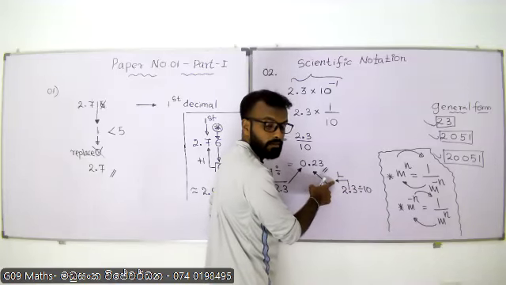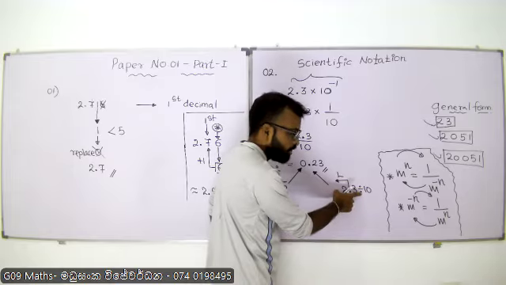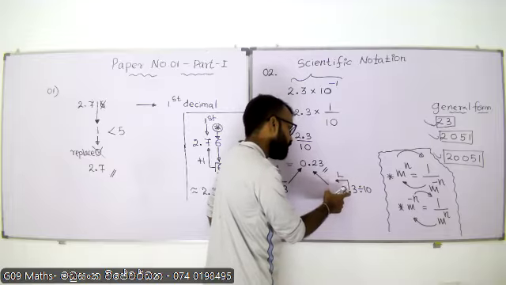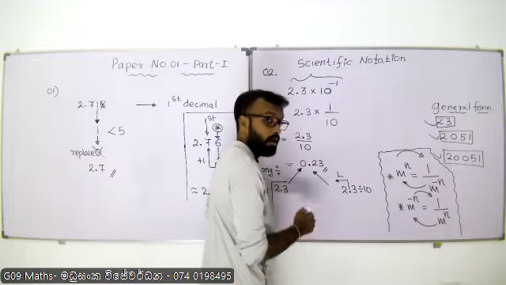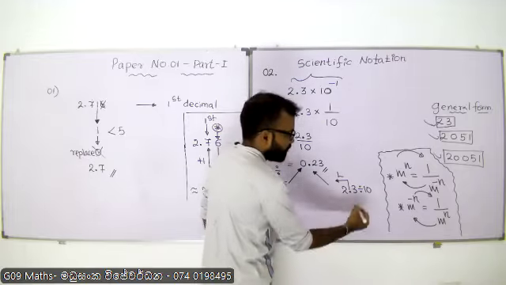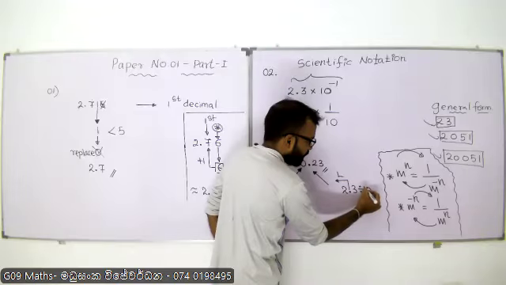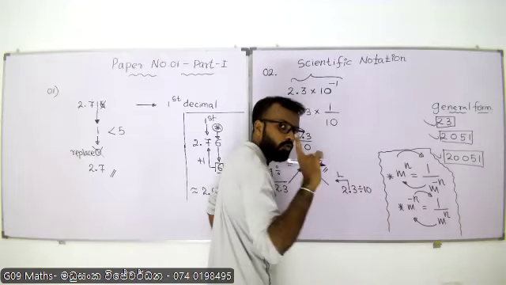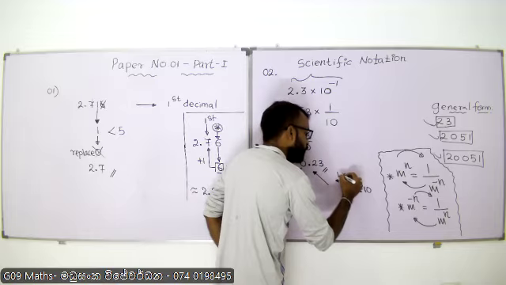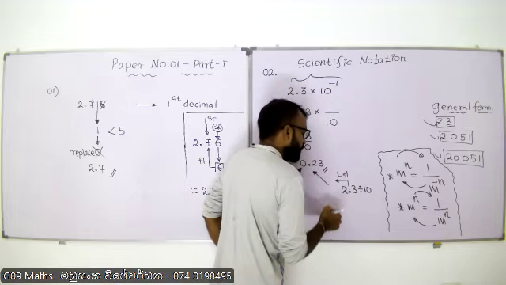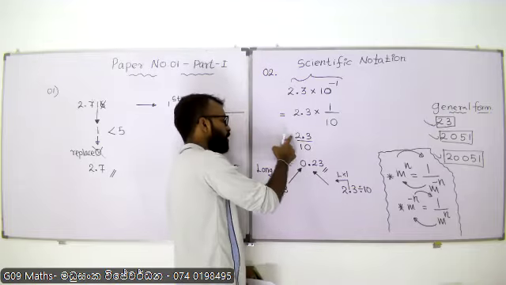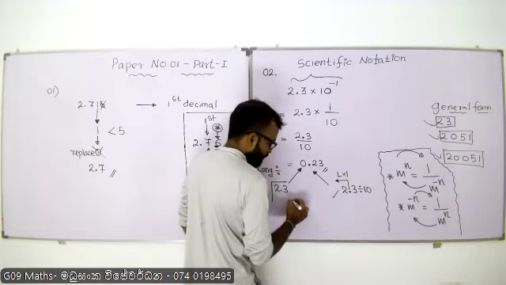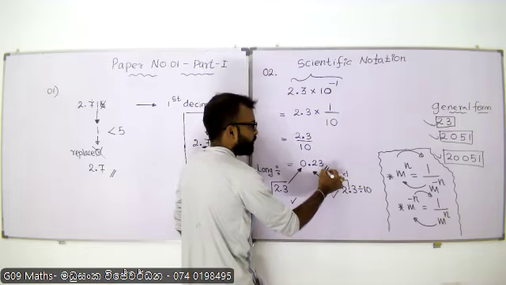Why is that? What is the reason? Because you are going to divide it. If you are dividing, your decimal point jumps to left. How many times? You are dividing by 10. How many zeros are there in 10? Only one. So you jump only one time to your left hand side. 0.23. So by using this method and this method, you can obtain the same answer 0.23.